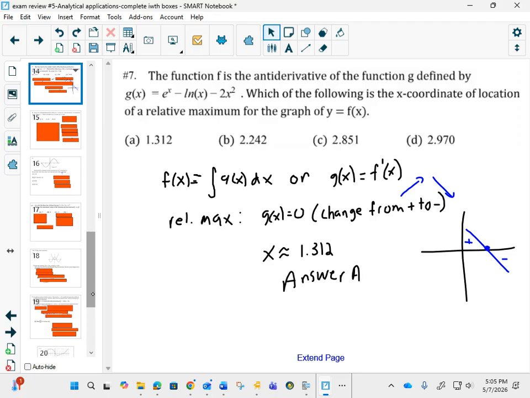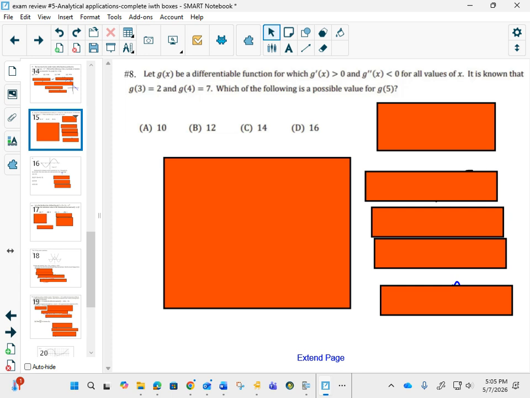Thank you. g of x is a differentiable function. g prime of x is bigger than 0. That tells me right away that g of x is increasing. g double prime of x is less than 0. That tells me right away that g of x is concave down for all values of x. It is known that g of 3 is 2 and g of 4 is 7. Which of the following is a possible value for g of 5? And we need to cook.